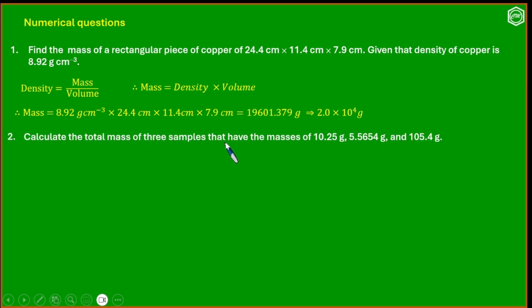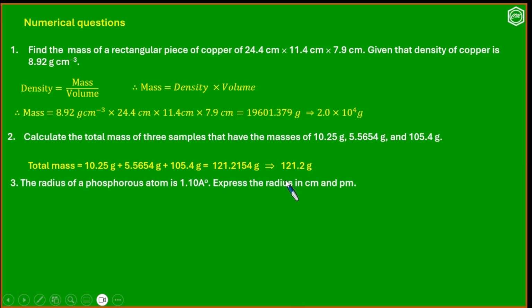Calculate the total mass of 3 samples that have masses 10.25 gram, 5.5654 gram, and 105.4 gram. So the total mass will be the sum of these. And in addition and subtraction, we consider the number of decimal places. And here this quantity has only one decimal place. So the answer also must be having only one decimal place. So the digit to be retained is 2. Digit to be dropped is 1. So therefore the answer should be 121.2 gram.